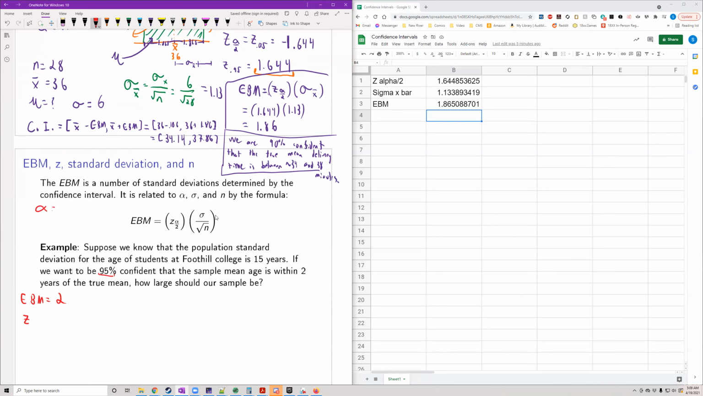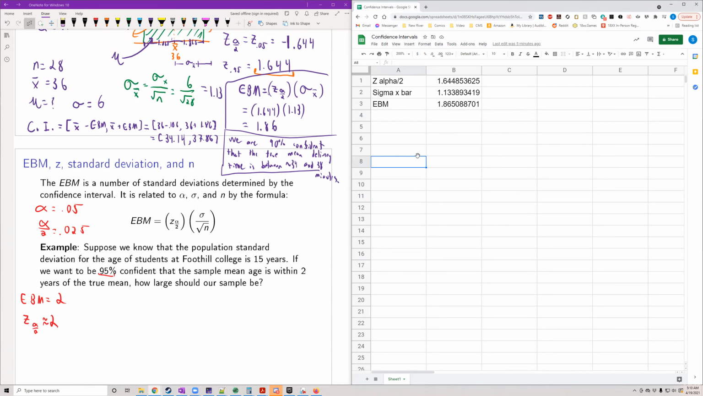The Z is for a 95% confidence interval. That means that alpha is 0.05, and thus alpha over 2 is 0.025. We could plug into Google Sheets to see exactly what the Z would be, but we know that this is 95%. This is one of our empirical rules. So the Z of alpha over 2 should be about 2. And we can quickly check that over here.